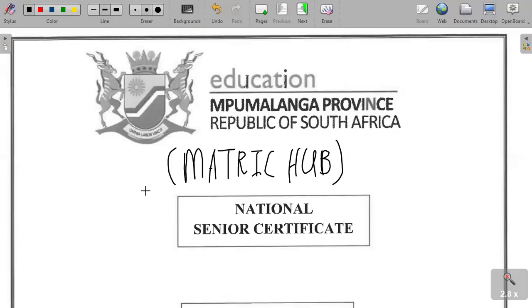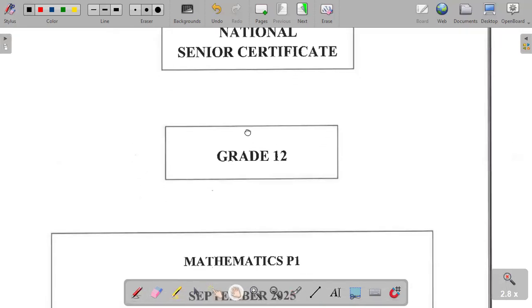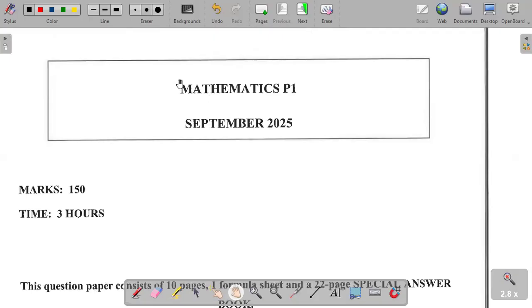So today I have a question paper here from Mpumalanga province. This paper was done in 2025. So this is a paper that was written in September 2025. So we're doing paper one.